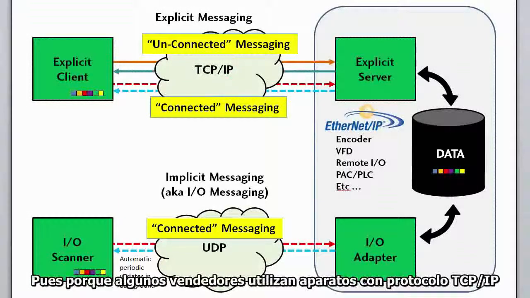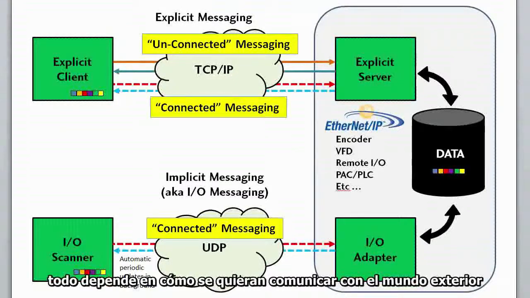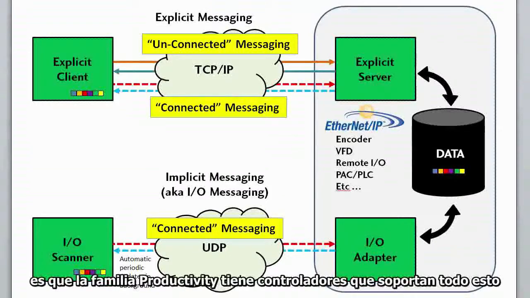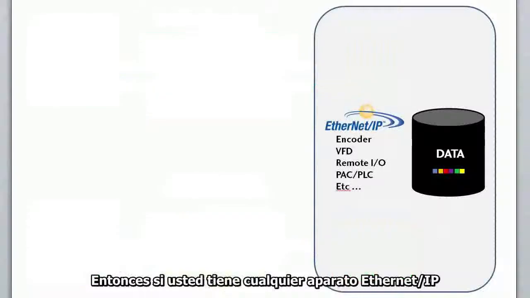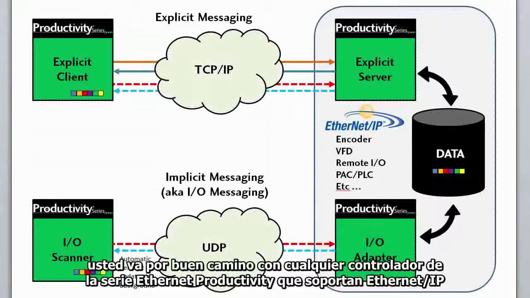Well, because some vendors of Ethernet IP devices use TCP/IP and some use UDP. It all depends on how they want to communicate with the outside world. The good news is the Productivity family of controllers supports all of these. So if you have an Ethernet IP device that uses explicit or implicit messaging, then you're in business with any Productivity series controller that supports Ethernet IP.